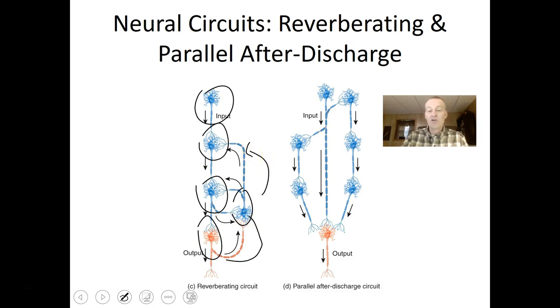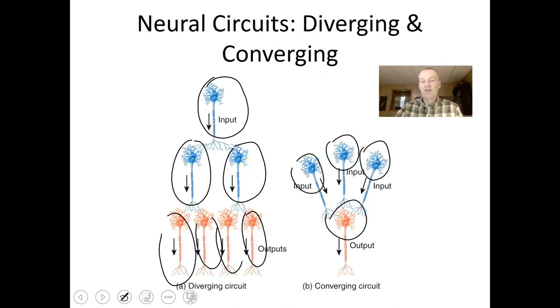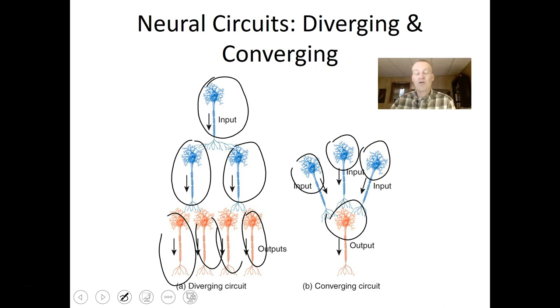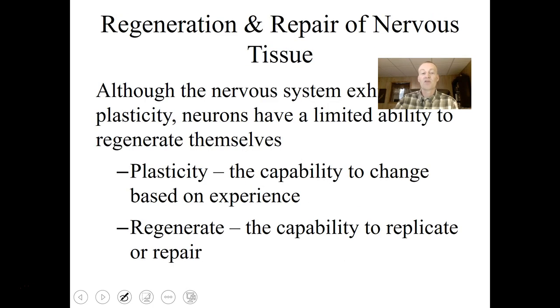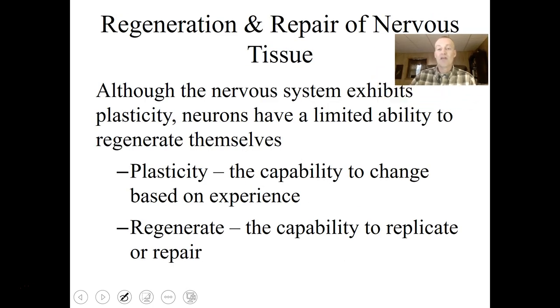And then in parallel after discharge, here we have the inputs coming down and we have parallel circuits working with the mainline circuit. So this is very complex stuff, trying to figure out how brain cells create music and how brains create speech. It's all because of collections of circuits working together. So there are many different kinds of circuits that work together to perform all the behavior that we have.